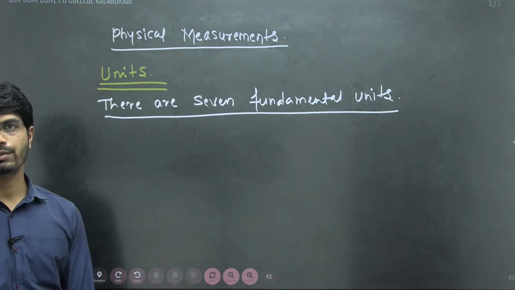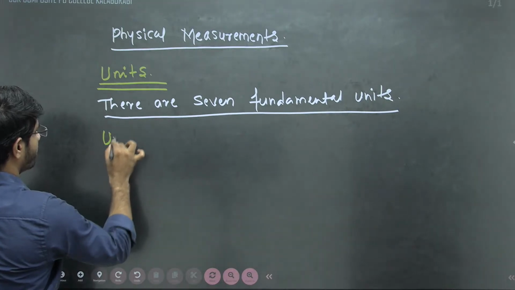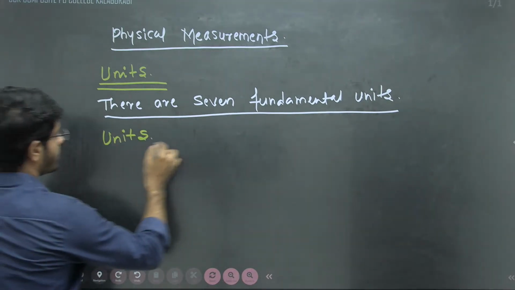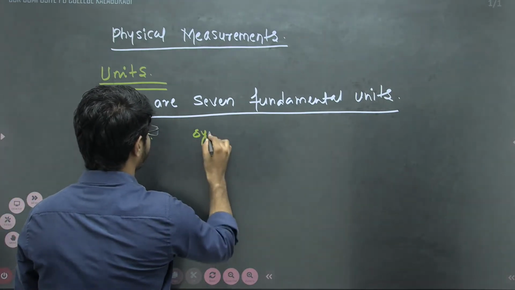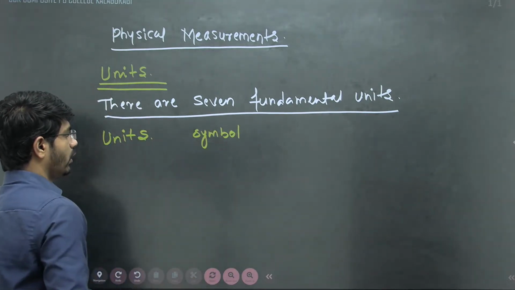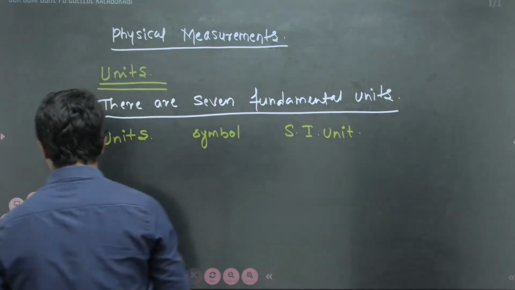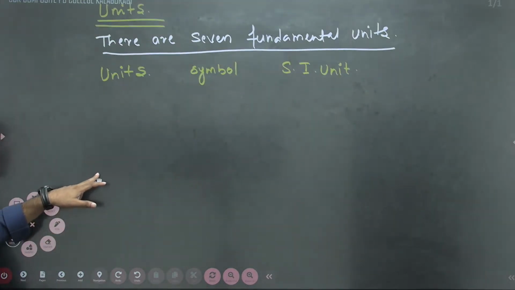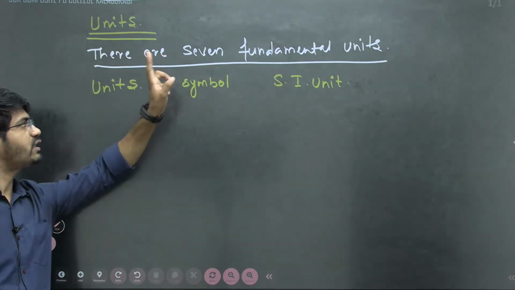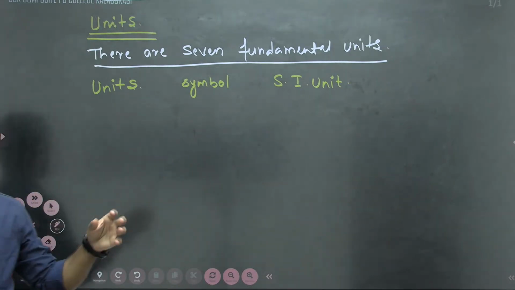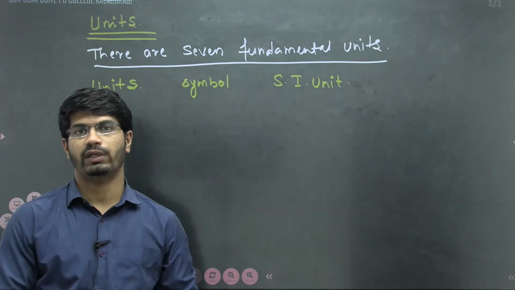So let me give those 7 fundamental units. What are those names, where we can use them, and what are their symbols? So starting here with the unit's name, its abbreviation, or I can say symbol. Then here the SI unit. Now you might have already come across many units, but you need to remember that the units which you are going to learn over here are very basic units, which we come across in all the derived units.